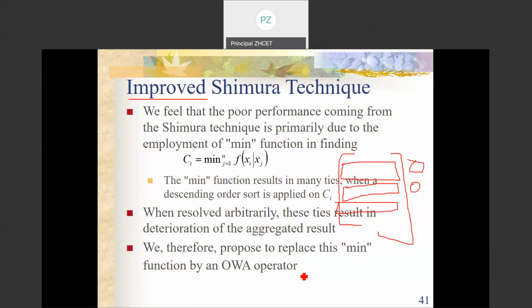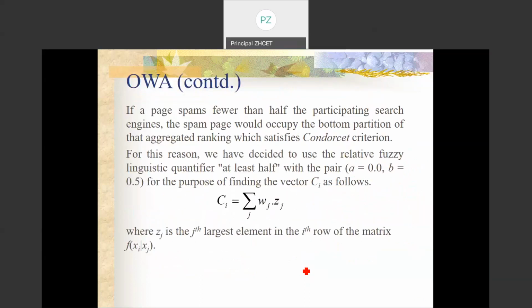Now, obviously, the OWA operator will perform better than the min function, but the question is which linguistic quantifier should we use? For that, we have a clue from what is called the Condorcet criterion. It says if a page spams fewer than half the participating search engines, the spam page would occupy the bottom partition of that aggregated ranking, which satisfies the Condorcet criterion, right? So we get a clue from here.